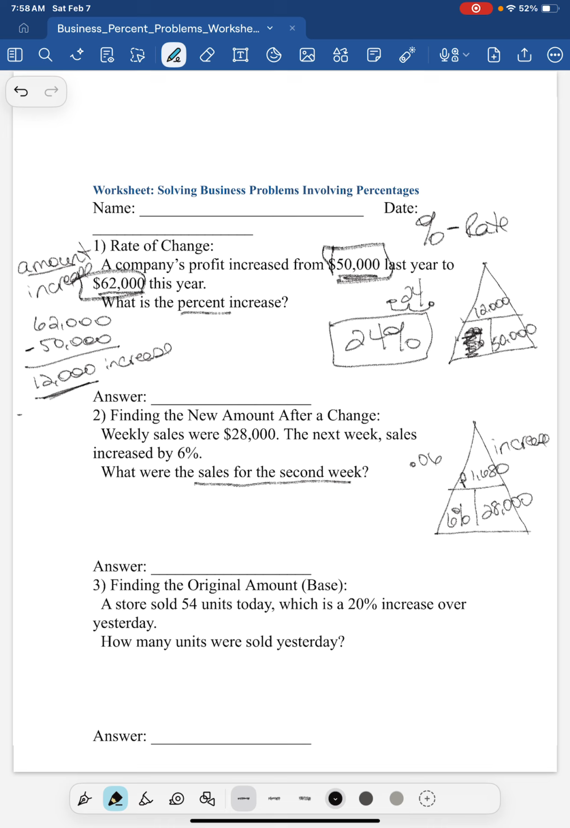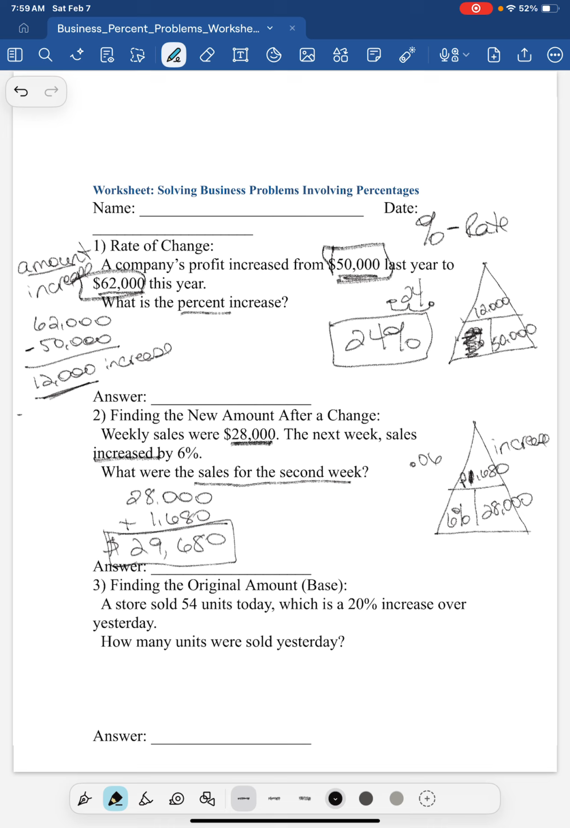And what we find we get is 1,680, okay? But don't confuse yourself and stop there and think that's the answer to your problem. Because if sales were 28,000 this week and they went up, then they can't be that much less. So all you have to do to round out this problem is take last week's sales and add the increase to them.